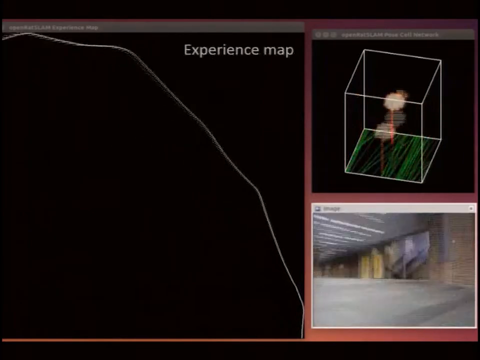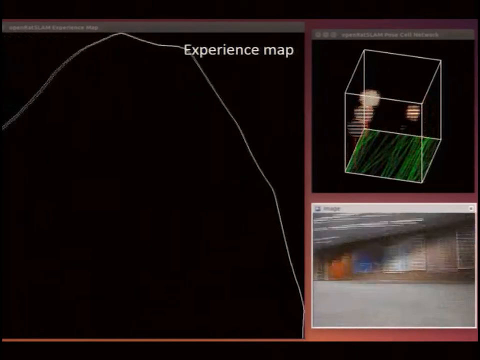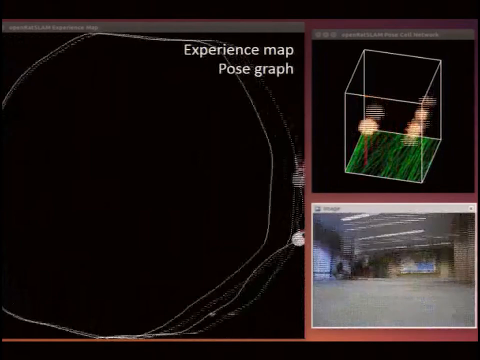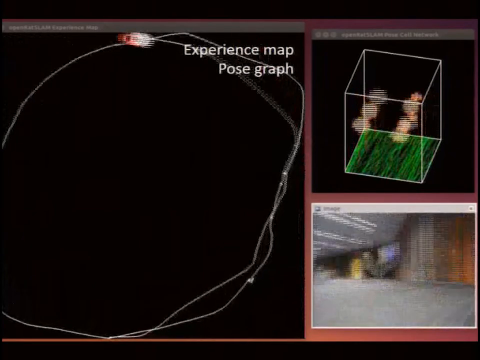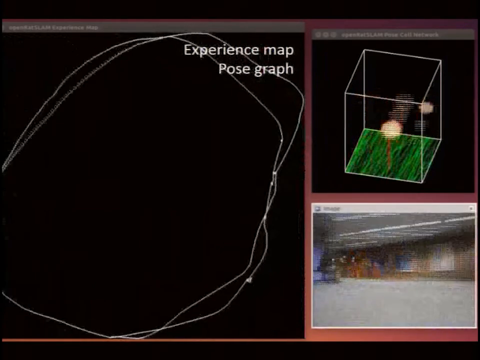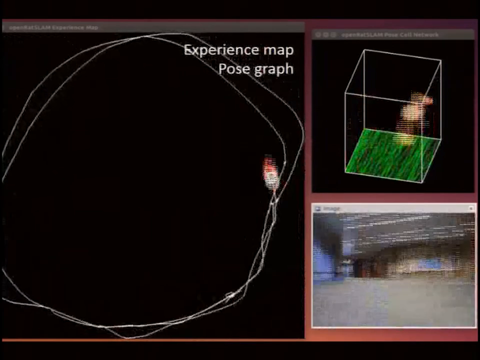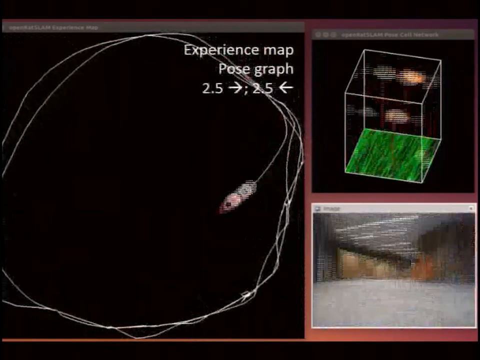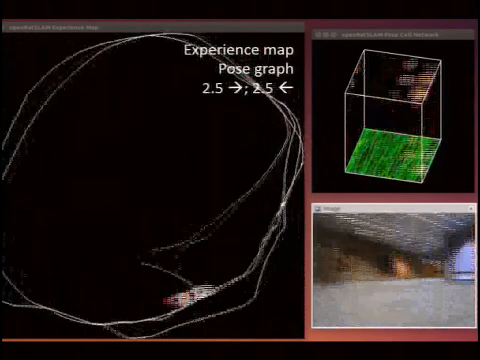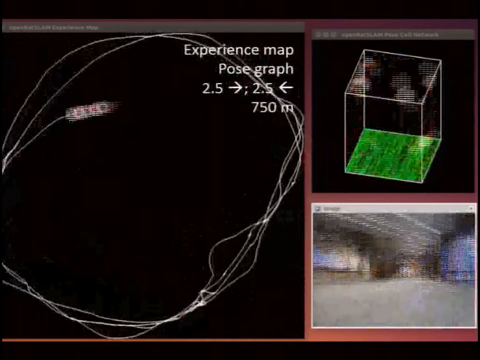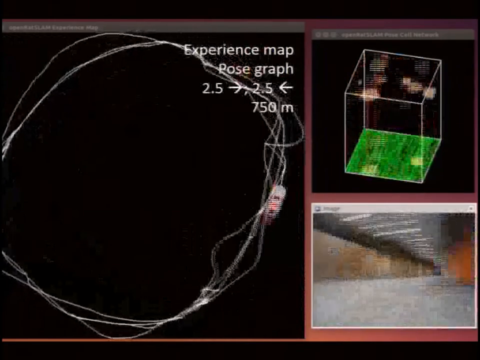On the left side, you see how an experience map is created. An experience map is a graph of locations. This experiment is done in a university building with a circular shape. We drove 2.5 circles in one direction, after which we made a U-turn and drove again 2.5 circles in the other direction. The total travel distance is about 750 meters. Images taken during the trajectory are shown in the right lower corner. For clarity, these are not used in the algorithm that is currently demonstrated.